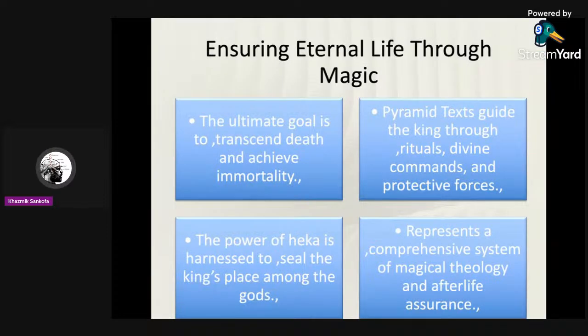right? And then the ultimate goal was to transcend death and achieve immortality, right? So the power of Heka is harnessed to seal a person's place among the gods. So through the use of Heka, through the use of mantra, you can increase your spiritual power, right?